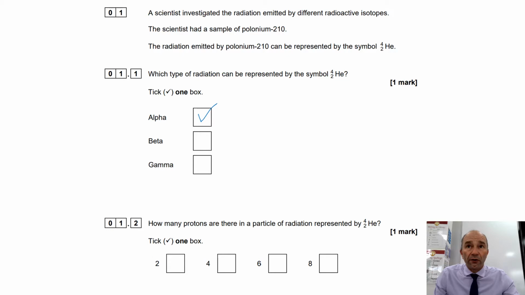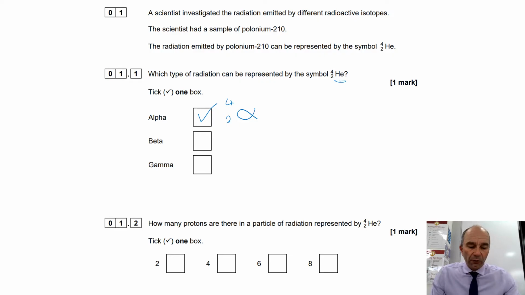That's our alpha particle. Sometimes it's given the sign alpha and a 4-2, but of late the exam board seems to be liking using the helium symbol. Things to note from that is this is not an atom of helium, it's a helium nucleus.